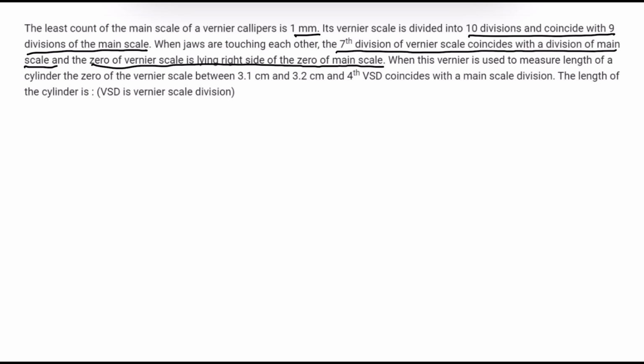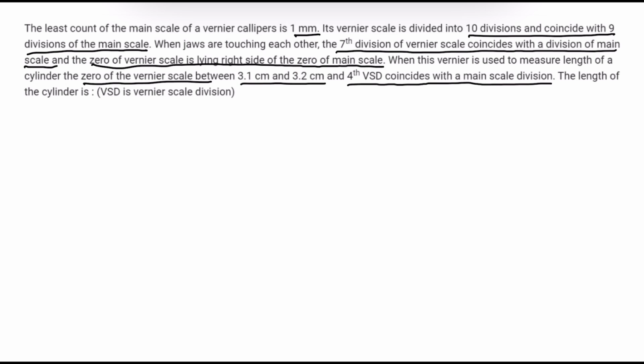When this vernier is used to measure the length of a cylinder, the 0 of the vernier scale is between 3.1 and 3.2 centimeters, and the 4th vernier scale division coincides with the main scale division. The length of the cylinder is. Okay, so this is almost the same as the previous question.